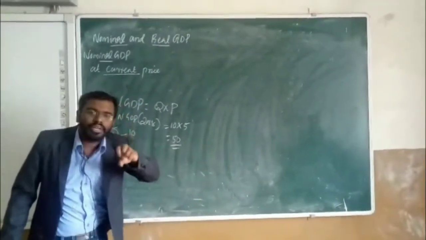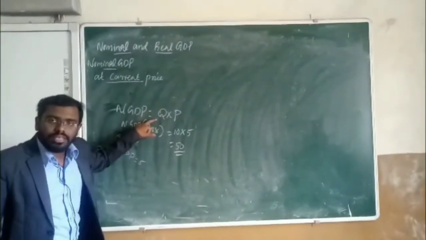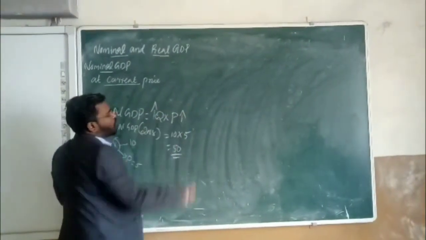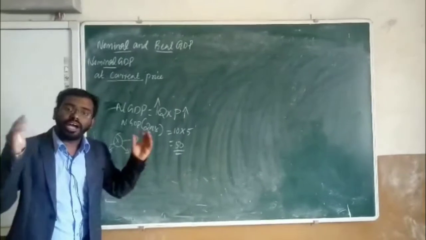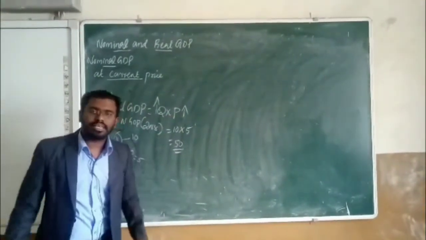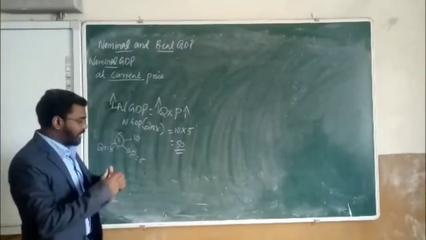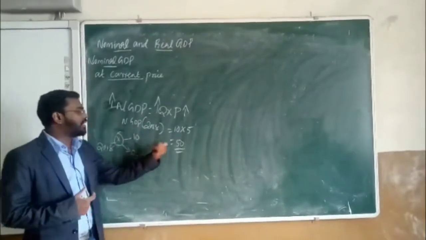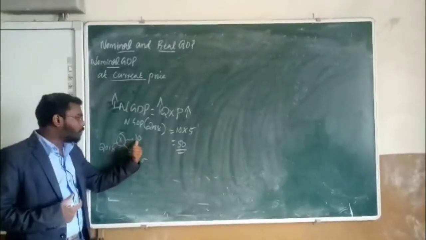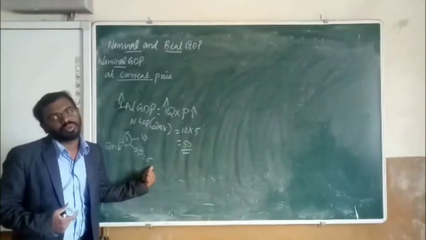In the case of nominal GDP, nominal GDP will increase if there is an increase in the level of output or if there is an increase in the price level. When output increases, at that time nominal GDP will increase. When price increases, at that time also nominal GDP will increase. Is it clear? Yes. So in 2018 the nominal GDP was 50 because the output was 10 and the price level was 5 rupees.